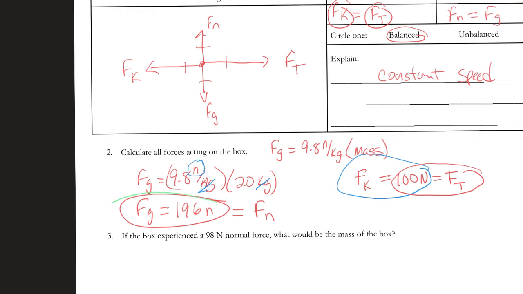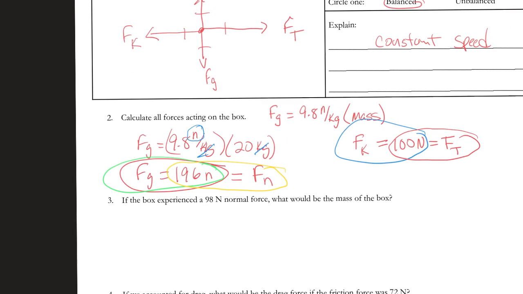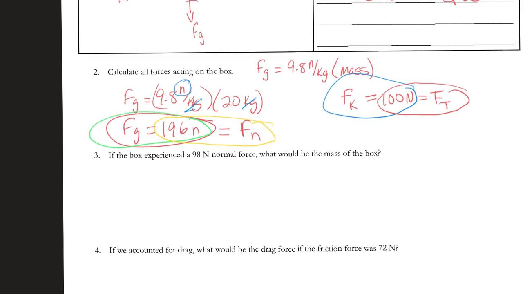Force of gravity is 196. Force of normal is 196. Now we're going to change things up just a little bit here. If the box experiences a 98 Newton normal force, what would the mass of the box be? So again, we're looking at a normal force here.